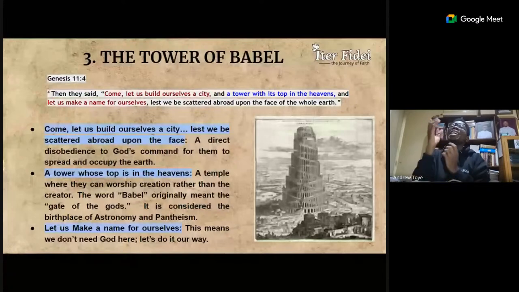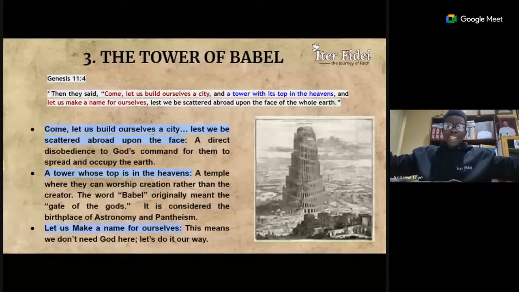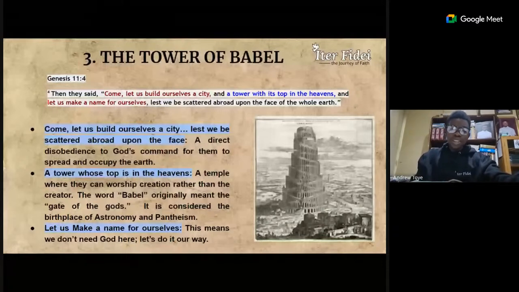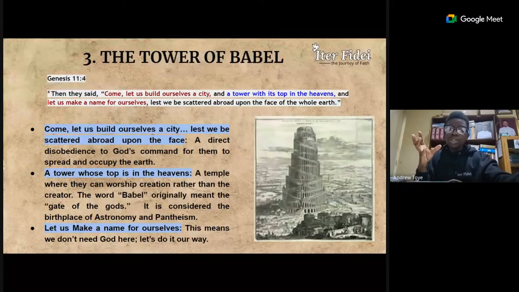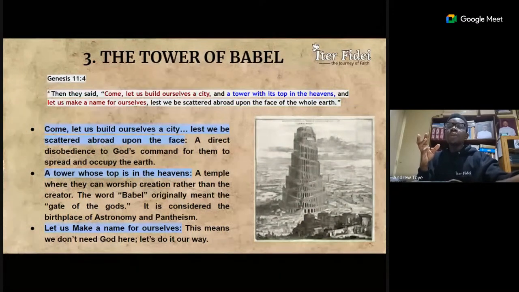So they were building a gate to worship not the creator, but the creatures, which they would now start naming as gods, the god of the star, the god of the moon. So the idea is that they are building the tower and it's going to be a place of worshiping the creation in the heavens, not the creator of heaven. That is the stars, the moon, the constellations, and what have you. So we can say that Babel is the birthplace of astronomy. And we can equally say it's the birthplace of polytheism or pantheism, which is the worship of multiple gods.